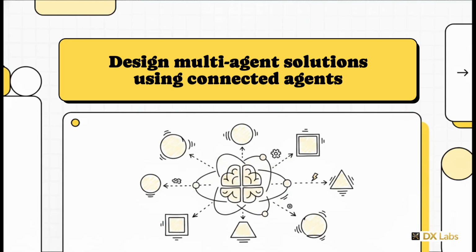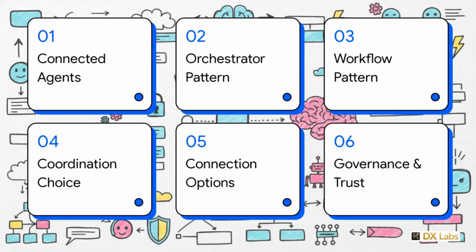When a single AI agent reaches its logical limits, we don't just build larger monolithic models. Instead, we connect them to specialized, externally managed agents. It's really the absolute foundation of modern multi-agent architecture. To break down this blueprint, we'll start by defining connected agents.